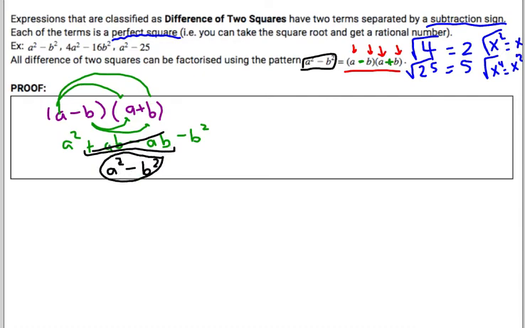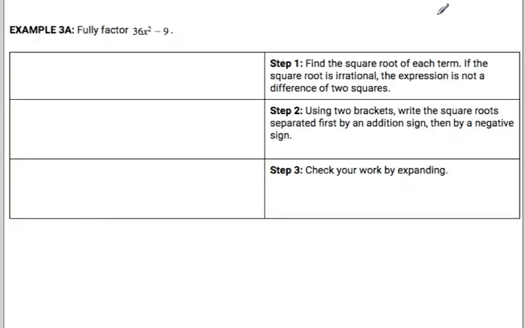Now let's take a look at doing an example on the next page. I'm looking at fully factoring 36x squared, subtract 9. The first step is to find the square root of each term. So my first term here is 36x squared.